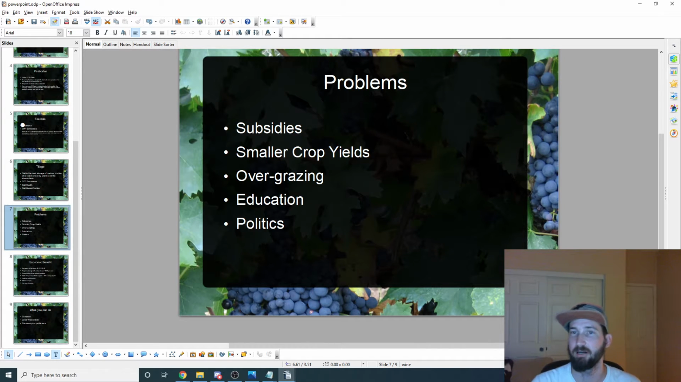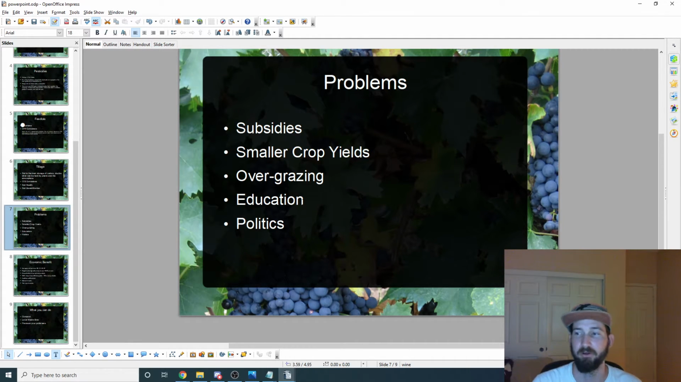So the main problems or hindrances to regenerative agriculture, people argue, well, you've got subsidies, I'm already getting paid. So there are economic benefits to regenerative agriculture, and I'll get into that in the next slide. They say smaller crop yields, and while that is true, you have more profitable crops, and your livestock is more profitable. You also have year-round income. Overgrazing can be easily addressed by just planning when you're going to have your livestock graze certain areas.